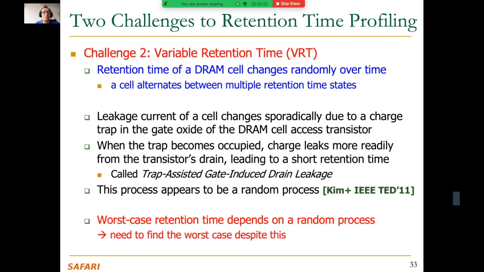And it's a quantum-like process, basically. So you need to find the worst case despite this random process. And this makes things much harder. And this is one of the reasons why I believe more errors are slipping into the field, because it's a very tough problem for the DRAM manufacturer also.